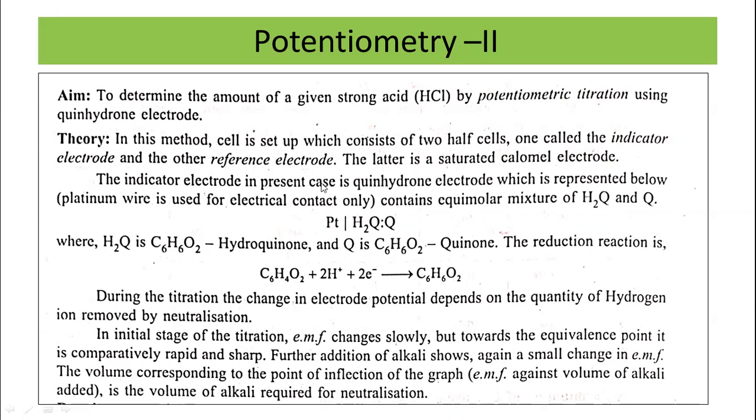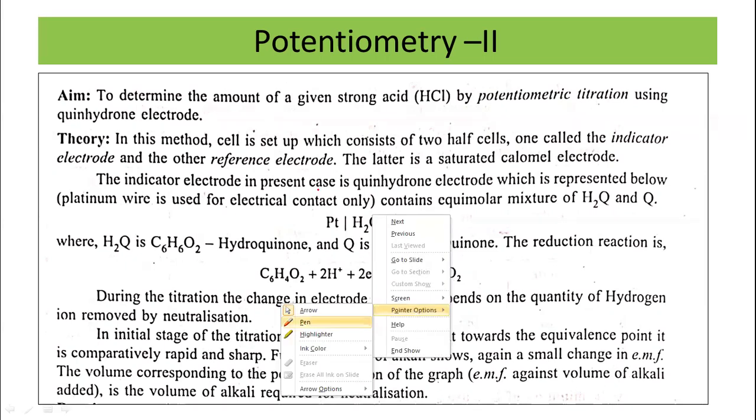In this method, a cell is set up which consists of two electrodes. One is a Quinhydrone electrode, that is also called an indicator electrode, and the other is a reference electrode. The reference electrode is a saturated calomel electrode, and the indicator electrode is a Quinhydrone electrode. We have to construct a cell. In potentiometry experiment, it is necessary to construct the cell. So let us see how we can construct the cell here.